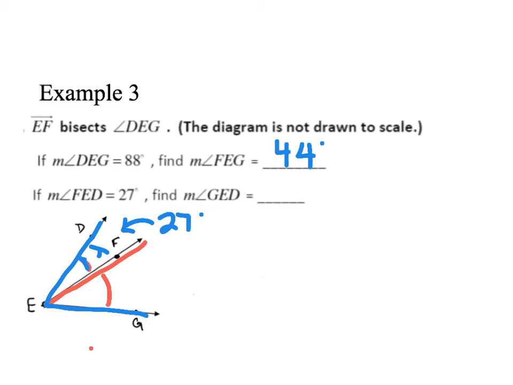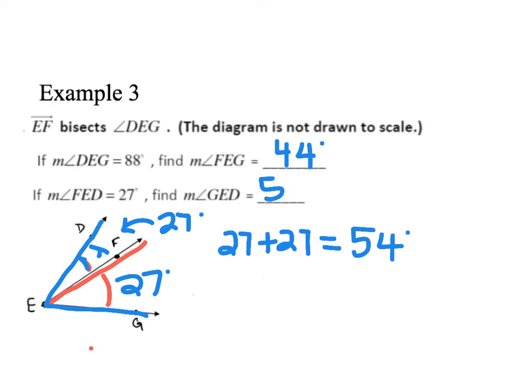So if they tell me that one of the pieces is 27, well, 27 plus this other piece has to be 27, and angle bisector means they're the same. So 27 plus 27 would mean that the entire angle is 54. You can do that by 27 plus 27, or you can do 27 times 2 because there's two angles there.